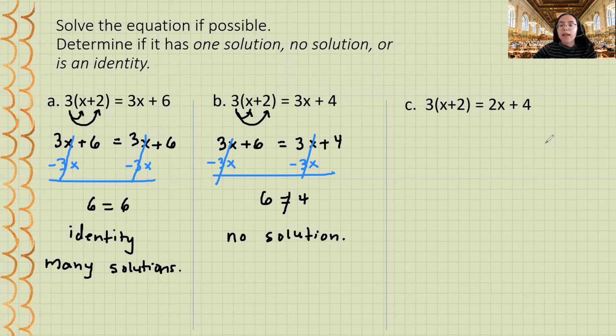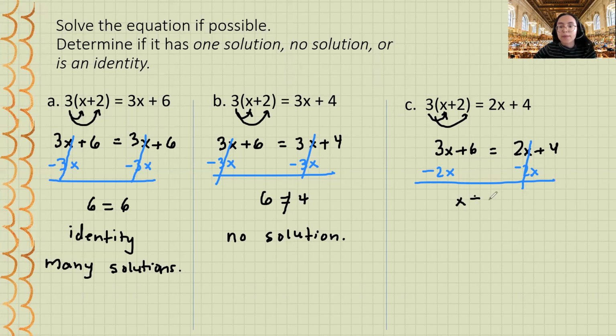Okay. And for C, I have 3 times x plus 2 is equal to 2x plus 4. So again, I'm going to distribute this. So 3x plus 6 is equal to 2x plus 4. I'm going to move over this 2x to the left-hand side. I'm going to subtract. Then this will give me x. And then I can bring down my plus 6 and my 4.